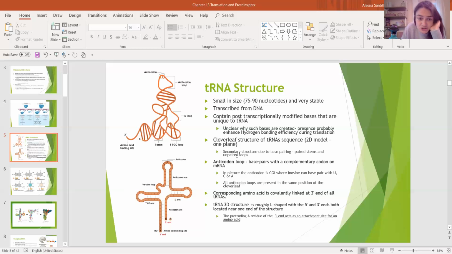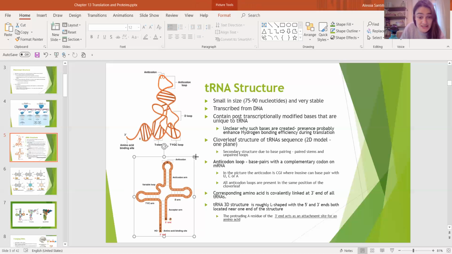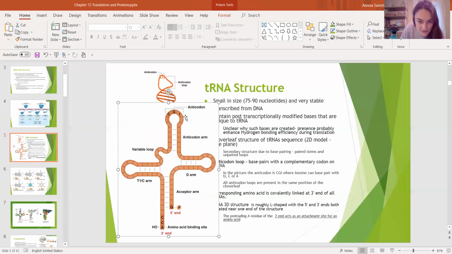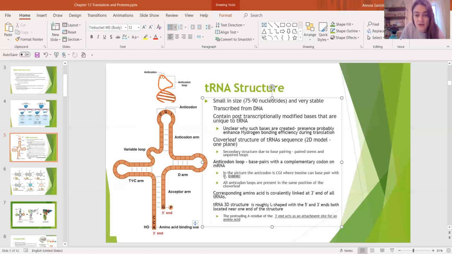In the picture, I actually didn't even notice that, you can see that it gives you inosine as one of the bases, right? So the anticodon here is CGI. Remember, this inosine can bind to a lot more bases than other ribonucleotides can. It can bind to U, C, or A. I didn't realize it was written on here, so this is really good. So in the picture, you can see inosine can base pair with U, C, or A, and it basically makes for more codons to be recognized because it can bind to more of them.